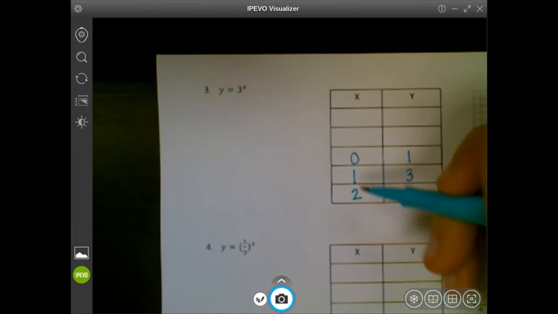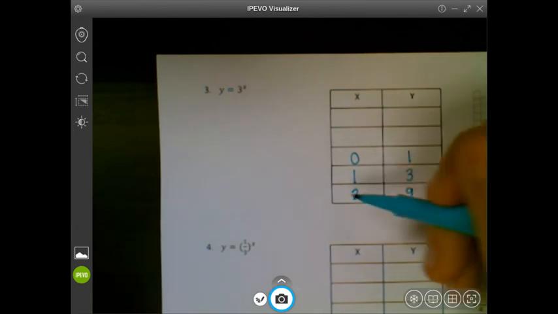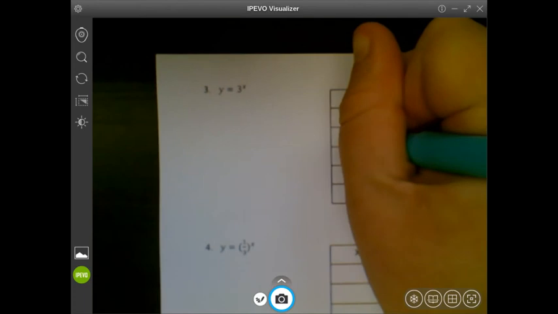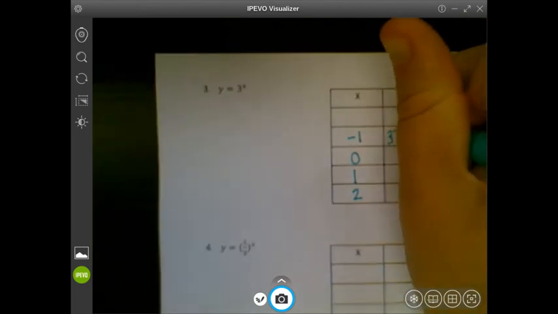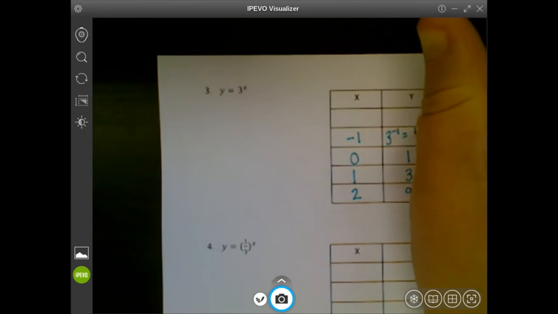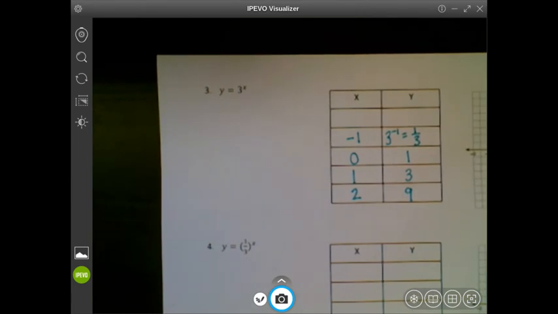And those shouldn't be too bad. Those should be pretty easy. You just plug in, right? Do the power. You're good to go. They get slightly more complicated when you go into the negative. So this would be 3 to the negative first power, which is 1 over 3. It turns into the fraction 1/3.